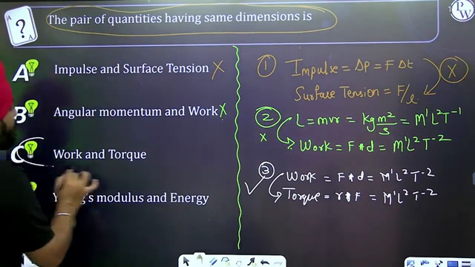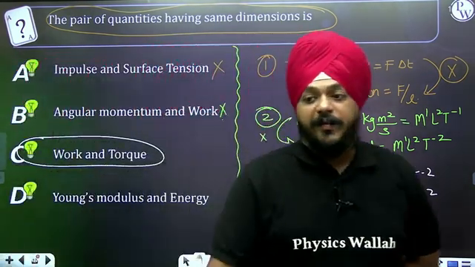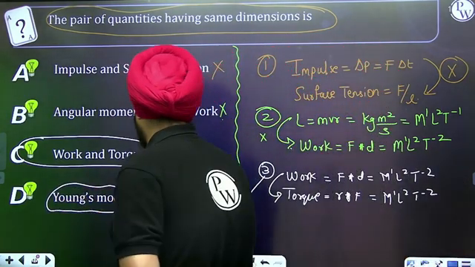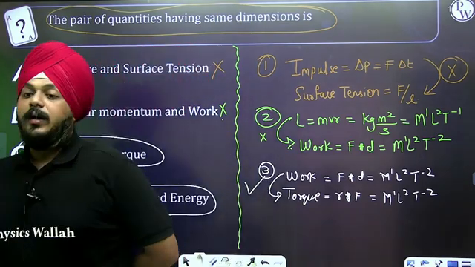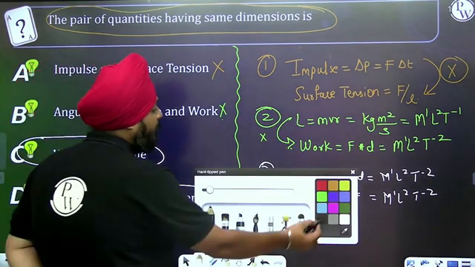The first option is going to be correct, the C1. But we need to check out the last one also. Young's modulus and energy. How are we going to define that?